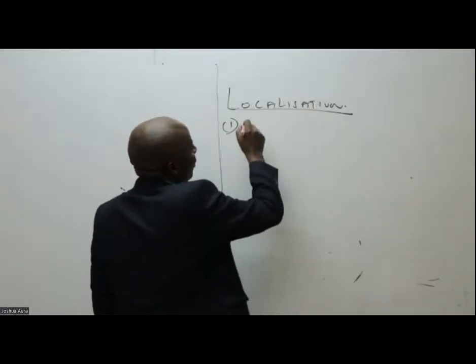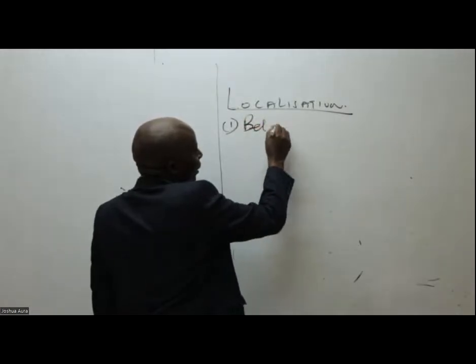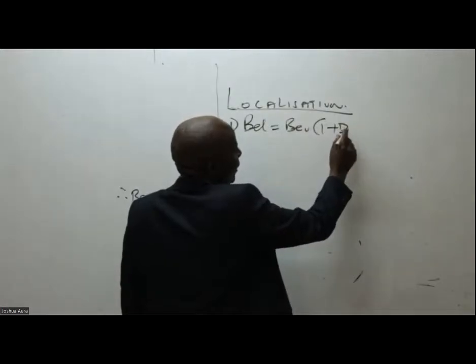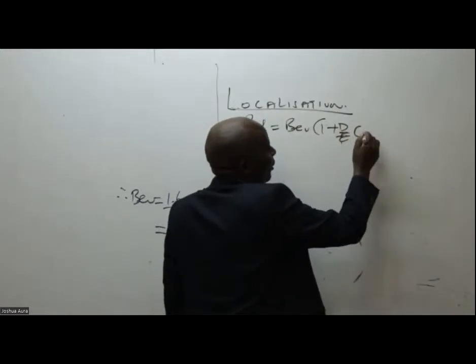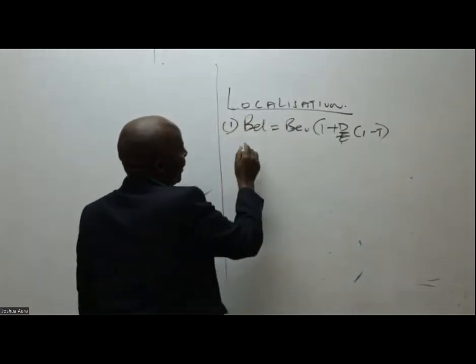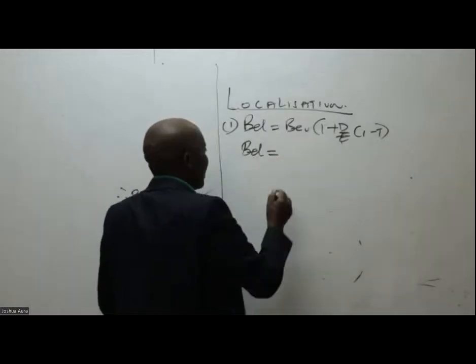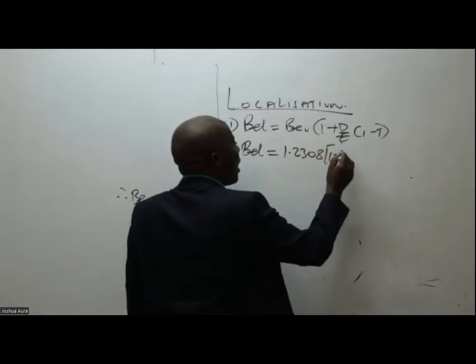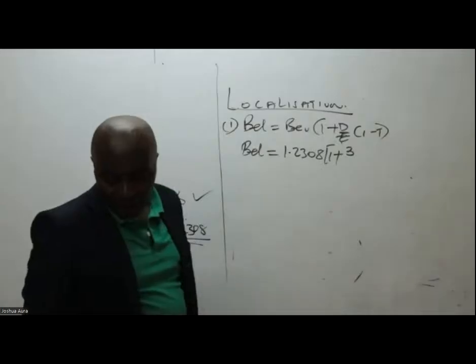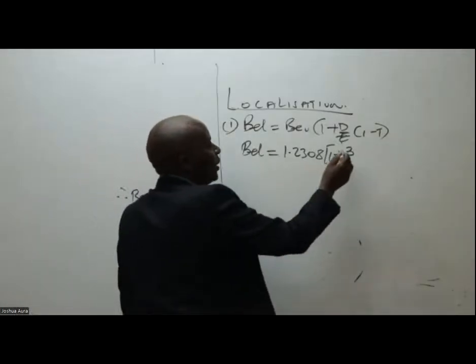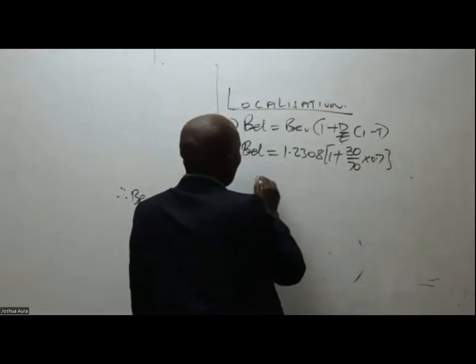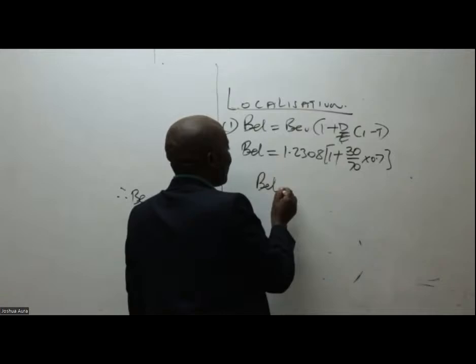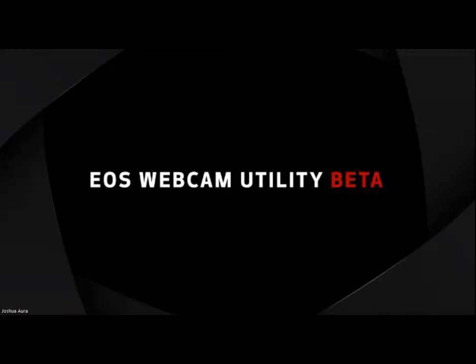So in this case here, localization is normally done using Hamada's model. We know that BEL should be equal to BEU into 1 plus debt over equity into 1 minus T. So my BEL localization here will be equal to BEU that I have here, 1.2308 into 1 plus debt over equity, 30 debt, 70 equity, and then 0.7. Your BEL answer will be very similar to the other one we got above.